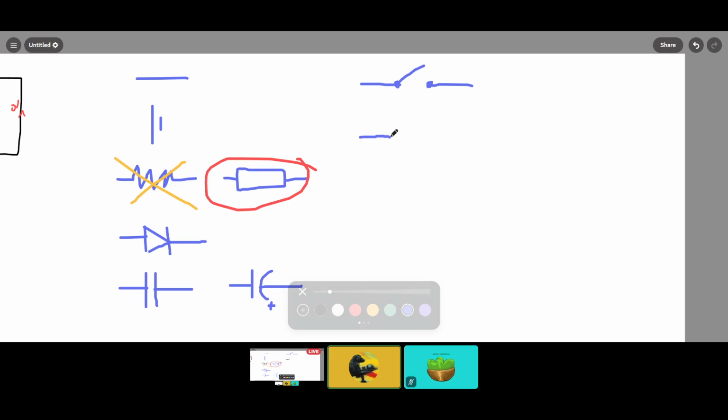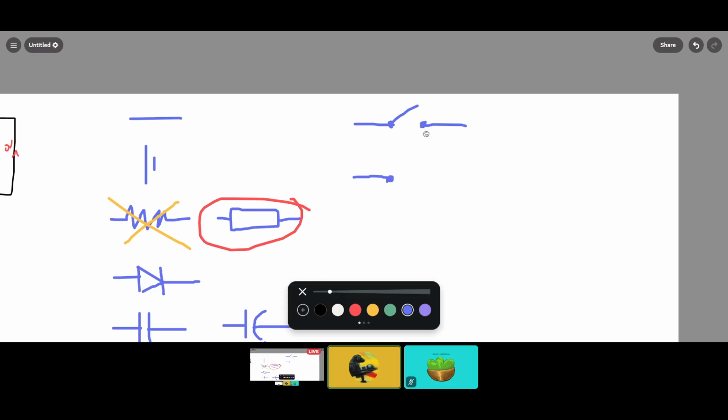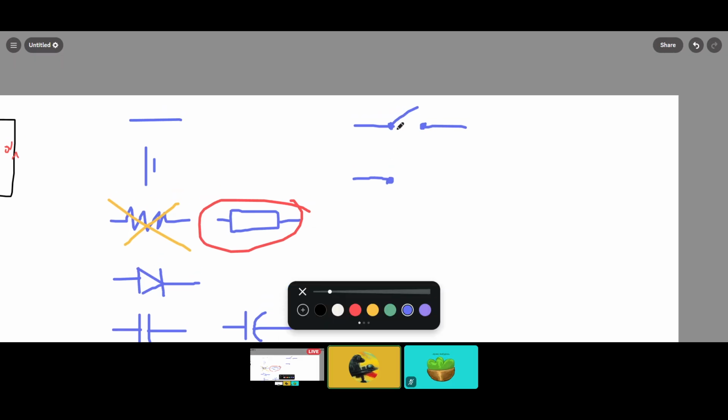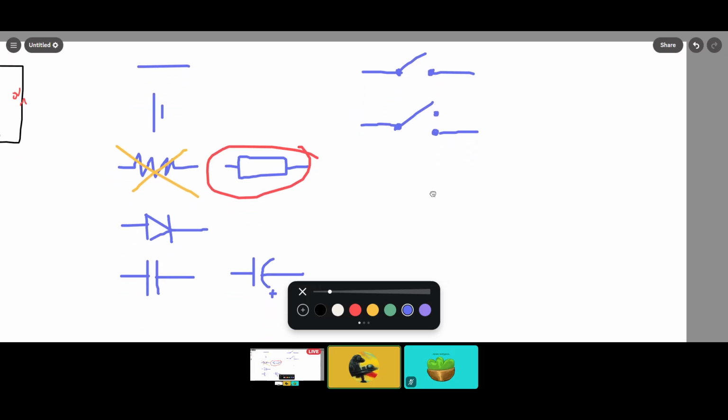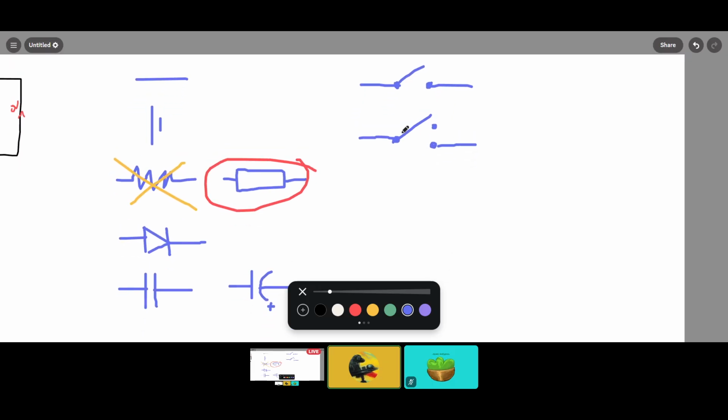And there's a few kinds of switches actually. This is called the single pole single throw. This is called the single pole double throw. Single pole... Oh yeah, okay, this is called the single pole single throw. Single pole dual throw. There's also dual pole dual throw, but I'm not going to talk about that because you don't really need to.